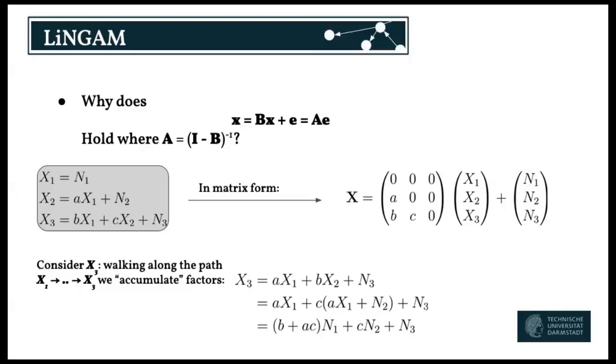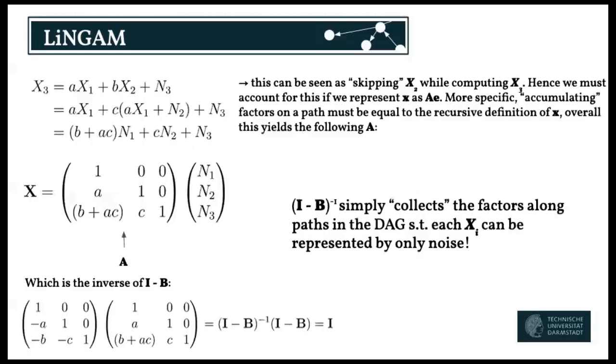Yeah, and the intuition why this inverse of this matrix comes into place, that if you write a variable only in terms of its noise variables, then you can think of it as skipping the intermediate variables. However, you have to account for this, obviously, because as you walk down this path, you kind of accumulate the factors that describe the dependencies in these intermediate nodes. So your matrix has to capture this somehow.